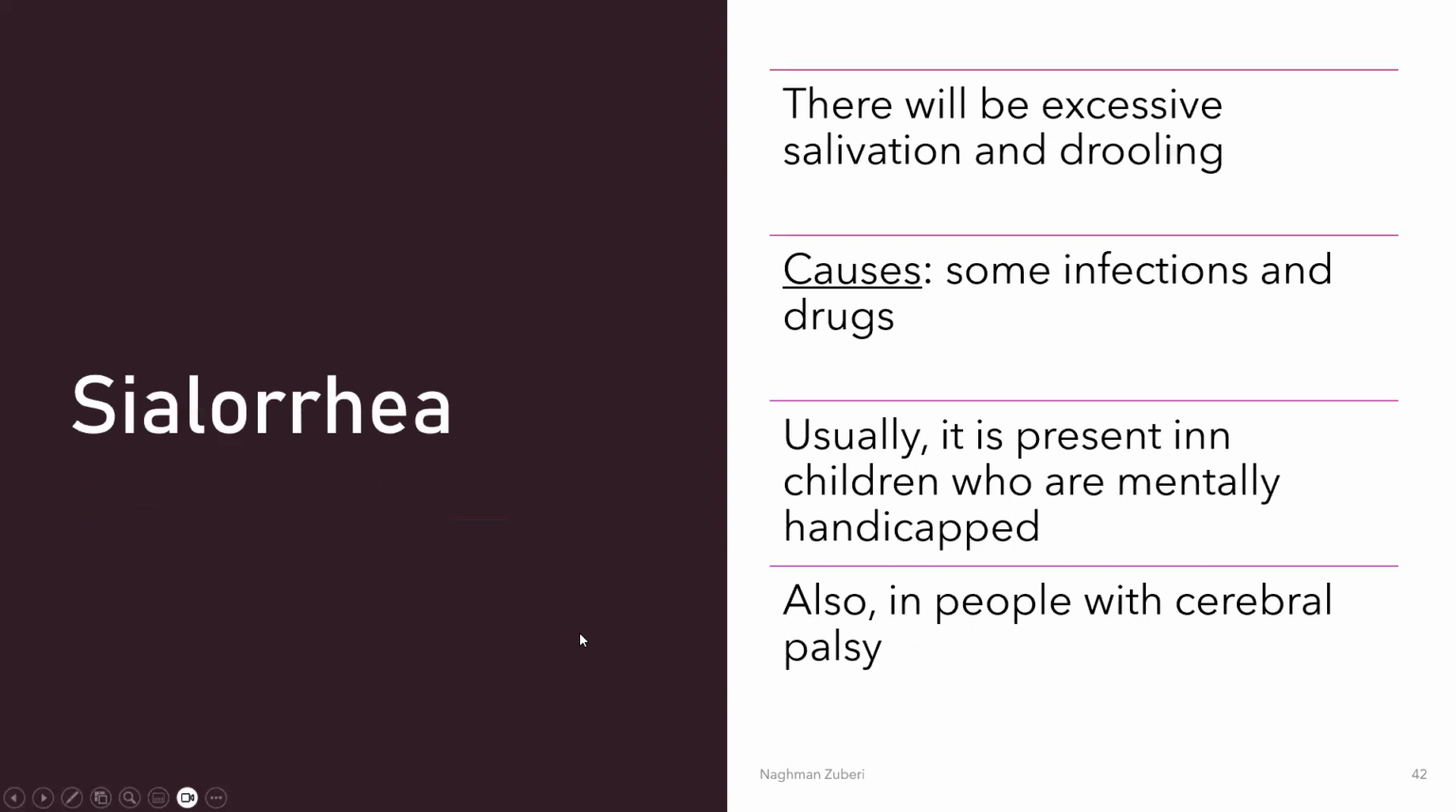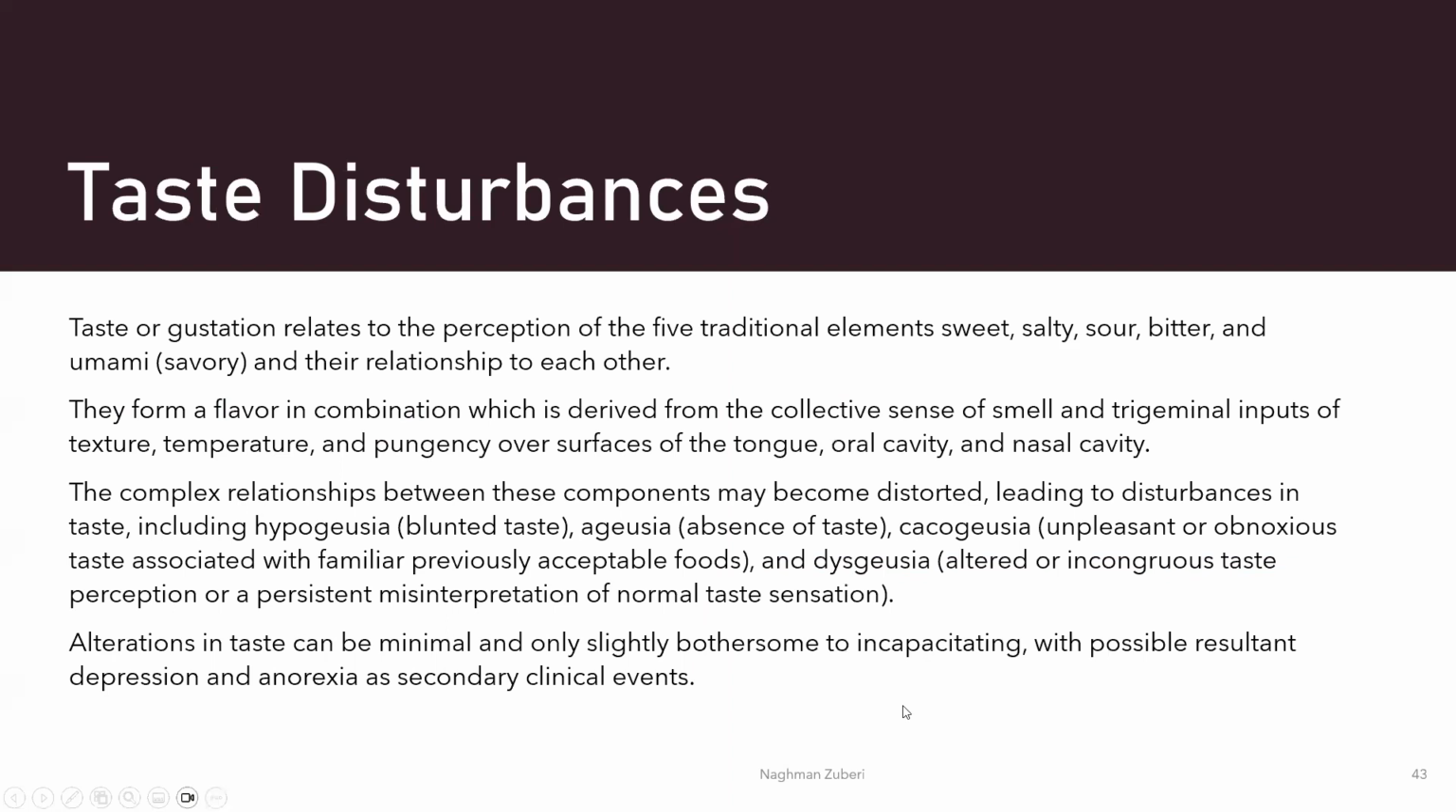Sialorrhea: there will be excessive salivation and drooling, which causes some infections and drugs. Usually it is present in children who are mentally handicapped, also among the people with cerebral palsy.